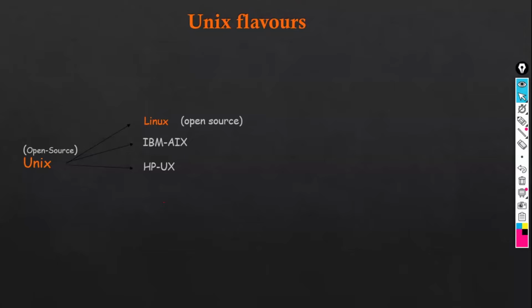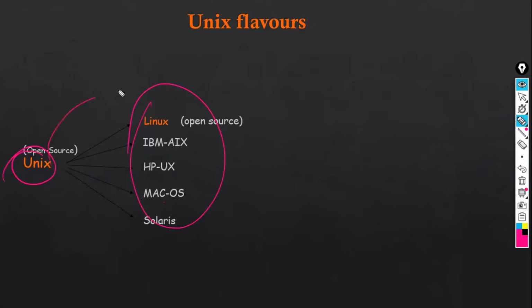Apple company also took the source code of Unix. They added their flavors. Then they named that operating system Mac. Sun Microsystems also took the source code of Unix, added their flavors, and named that OS the Solaris operating system. So if you observe, all these operating systems, Linux, IBM AIX, HP UX, Mac, and Solaris, originated from Unix. They took the Unix source code.